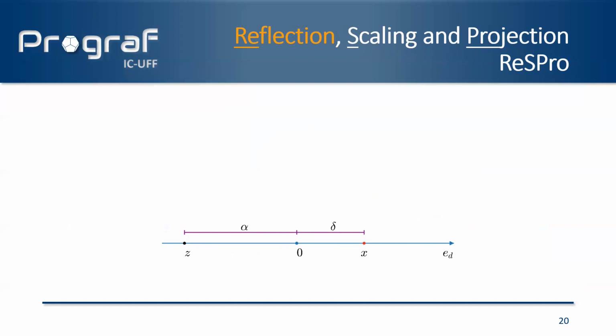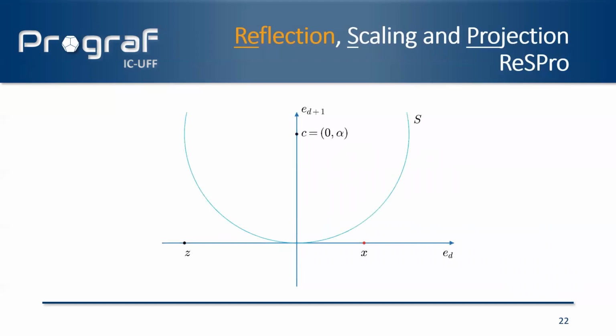Consider a one-dimensional space with 2 points, Z and X, that are alpha and delta units from the origin, respectively. Now consider that we are adding one more dimension to the space, orthogonal to the first one. In this new dimension, we have a hypersphere with center C and radius alpha units. Now let's use this hypersphere as a mirror to reflect the initial points.